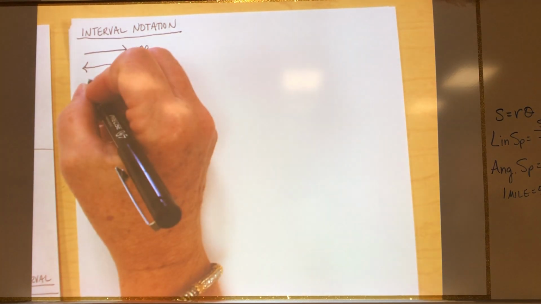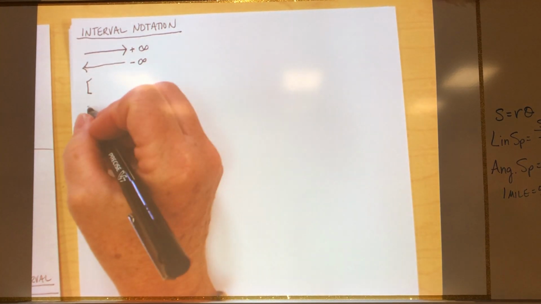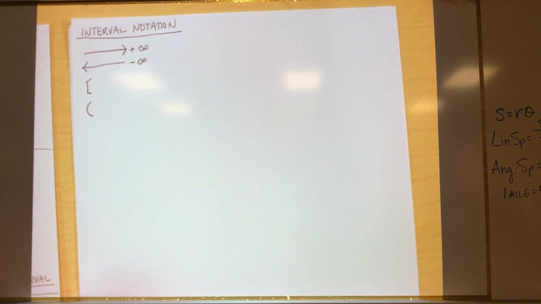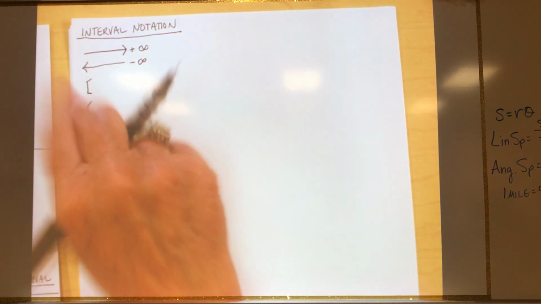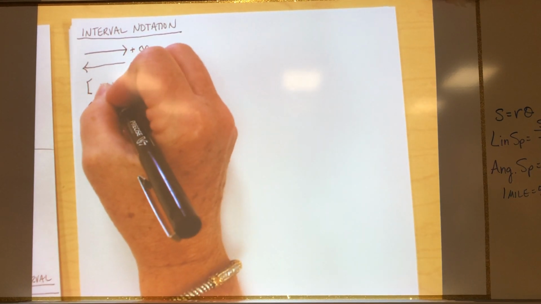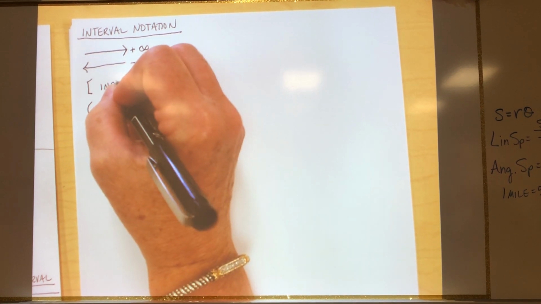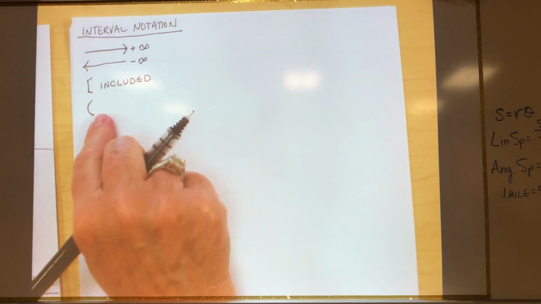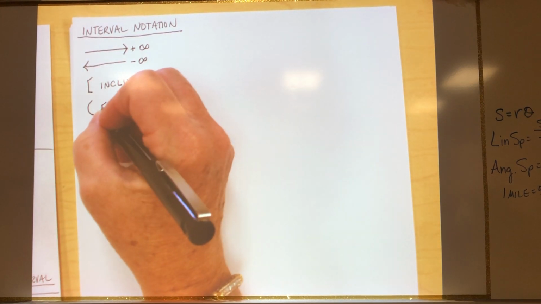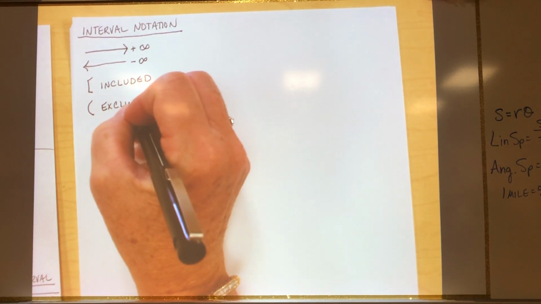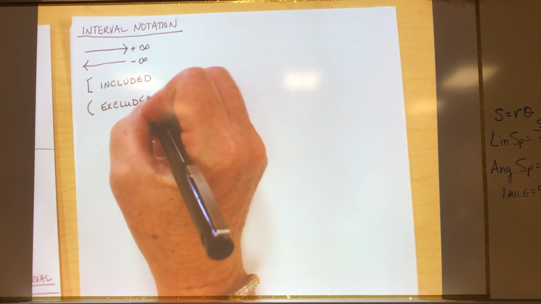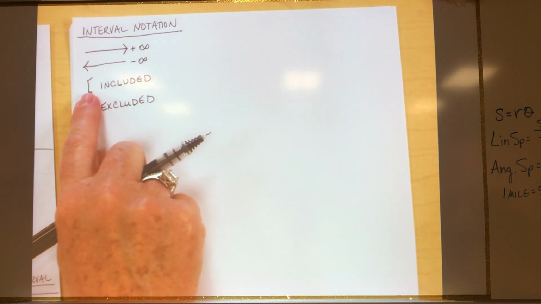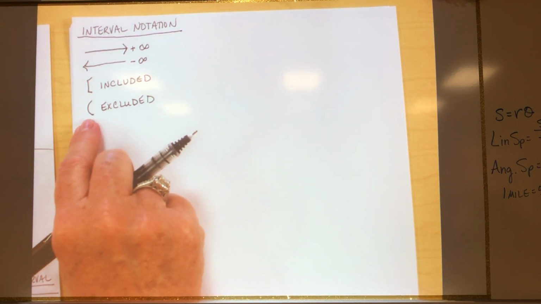We use brackets and parentheses. And they mean 2 different things, okay? They mean 2 different things. If you use a bracket, that means you are including the number that it is beside. So, included. If you use a parentheses, that means you are excluding. So, he's excluded. So, a bracket means included, and a parentheses means excluded.